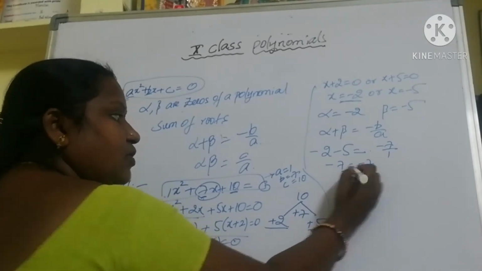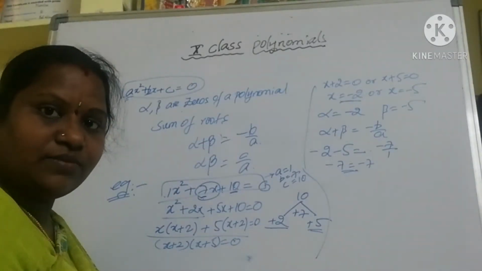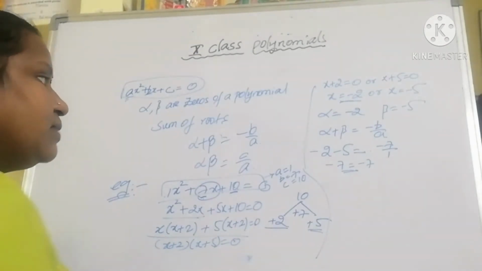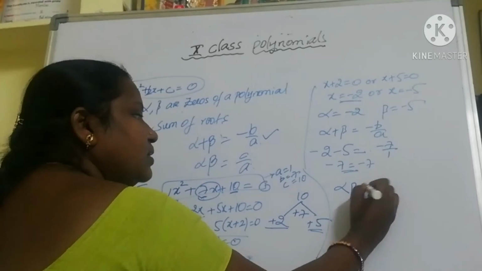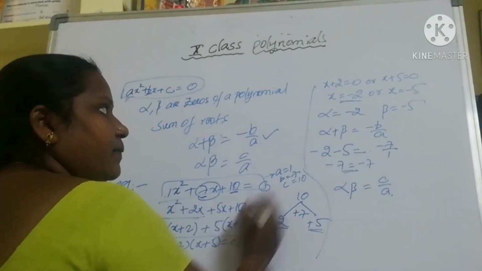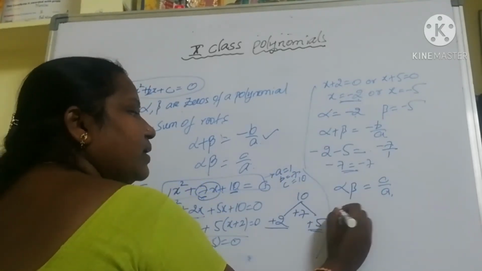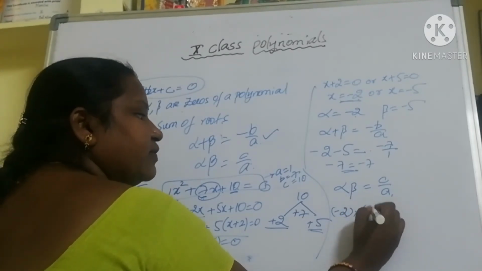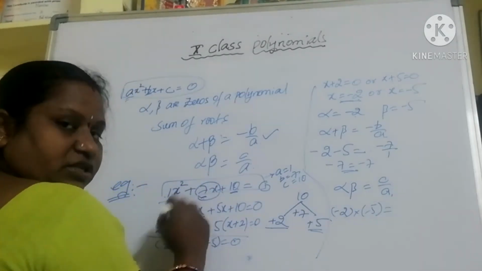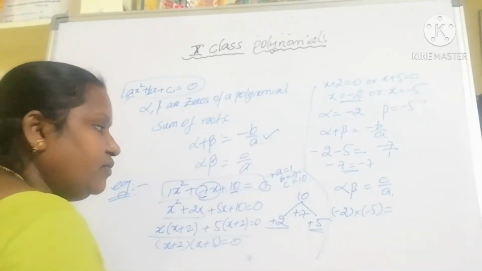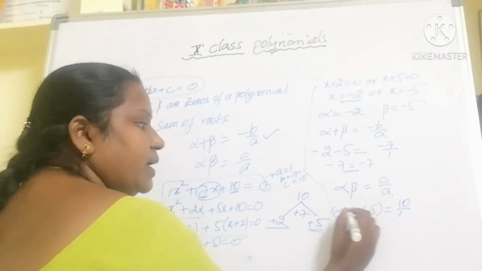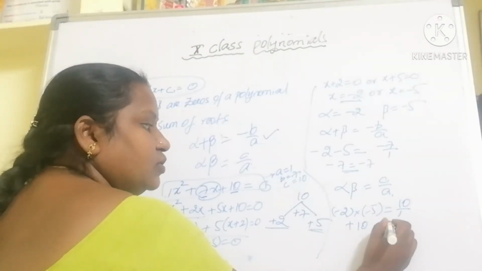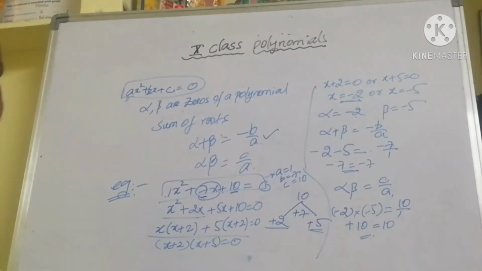So did I get the same answer or not? We are checking whether we get the same or not. So we are getting the same answer. In the same way, what is the other relation? This is correct. Now we will check this. Alpha beta is equal to c by a. What we got, alpha beta is minus 2 into minus 5, and we are checking with the formula. c by a, where c is 10 and a is 1, is 10 by 1. Minus into minus is plus, 5 times 2 is 10. Both are equal or not. In this way we have to check whether it is correct or not.